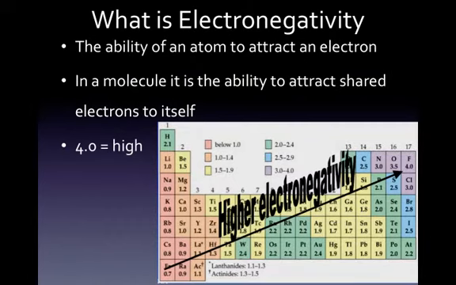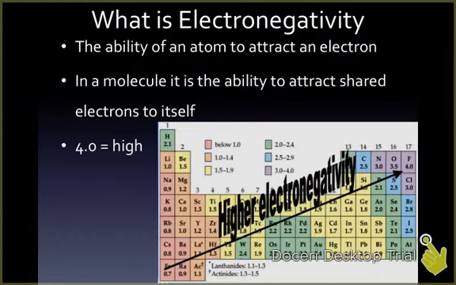All right. So just to refresh our memory, what is electronegativity? It is the ability of an atom to attract an electron. In a molecule, it is the ability to attract a shared electron to itself. An electronegativity of 4 is the highest, and again, if you guys remember from back when we did our periodic trends, fluorine has the biggest electronegativity, okay, and it has an electronegativity of 4, and if you remember, electronegativity gets bigger as you move to the right, and it gets bigger as you move up. That was the trend for electronegativity.